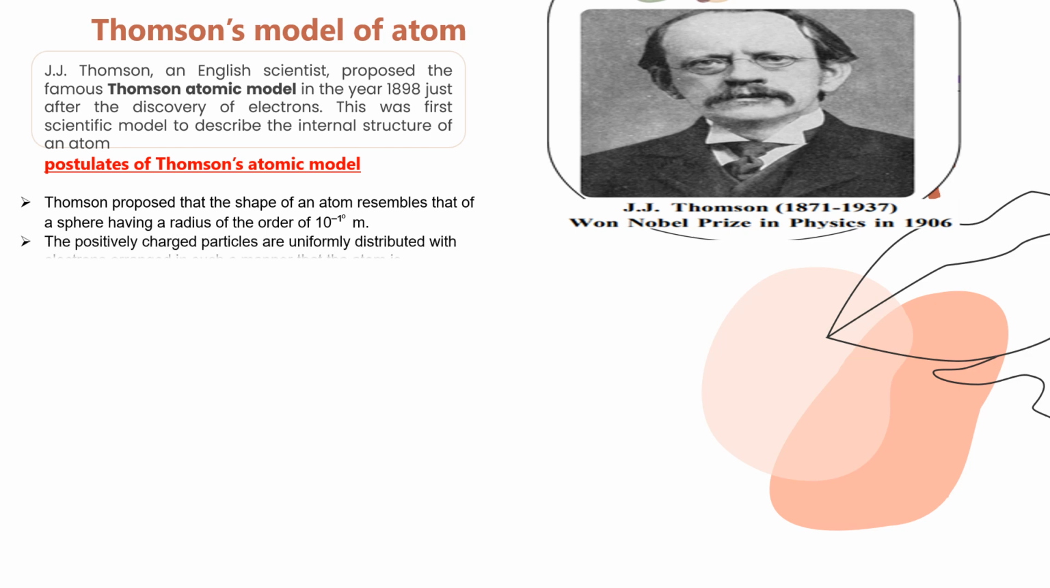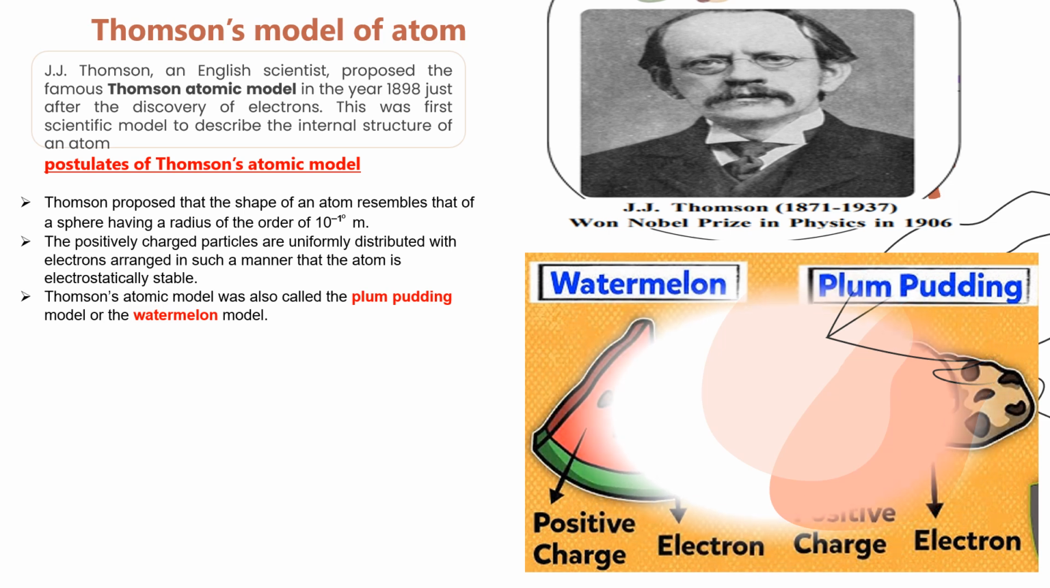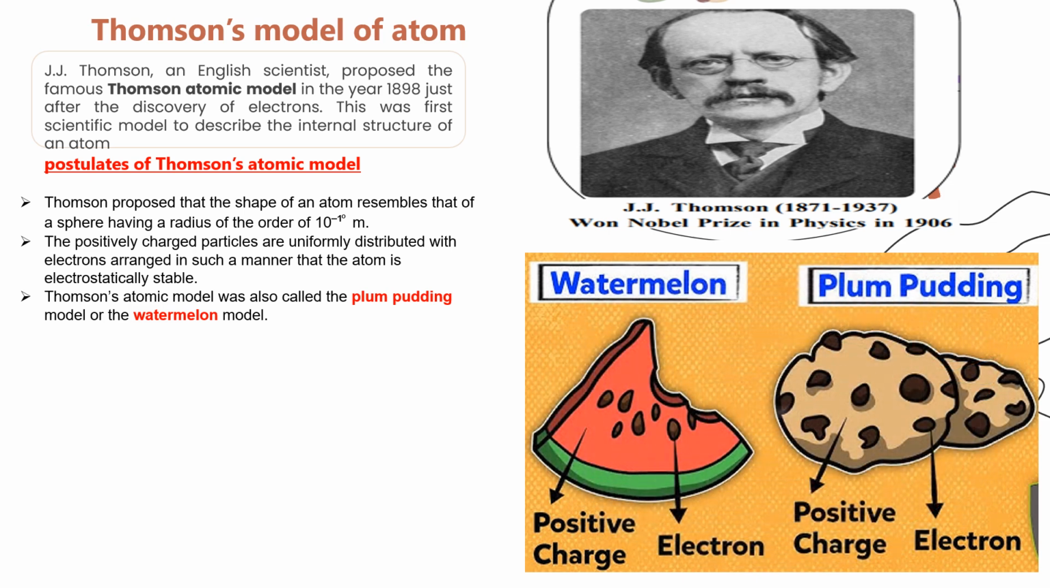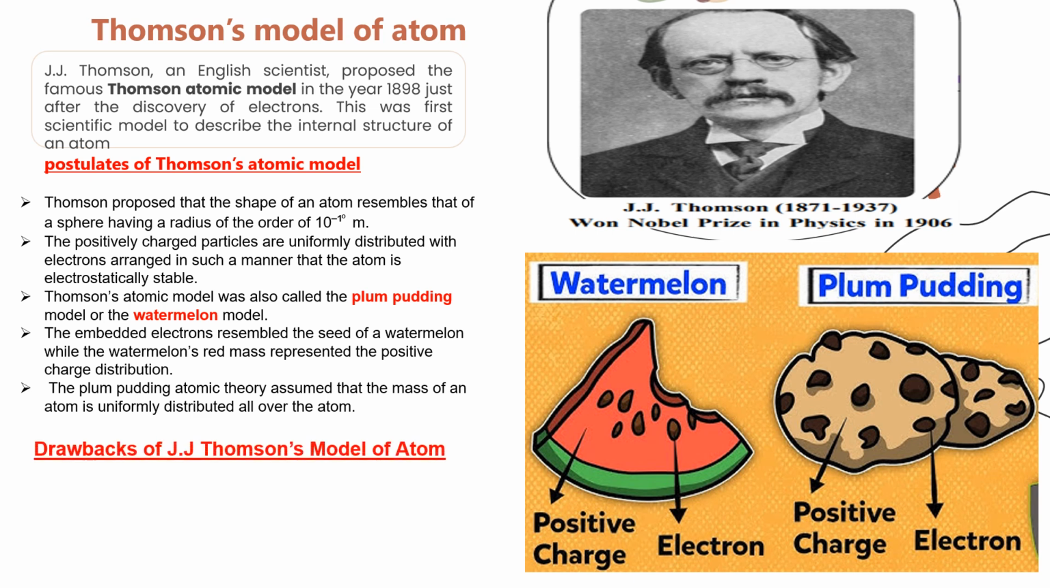So the positively charged particles are uniformly distributed with electrons arranged in such a manner that the atom is electrostatically stable. Many different names are given to this model, for example, raisin pudding, plum pudding model, or watermelon model. Here the embedded electrons resemble the seeds of a watermelon, while the watermelon's red mass represents the positive charge distribution. This plum pudding atomic theory assumed that the mass of an atom is uniformly distributed all over the atom.